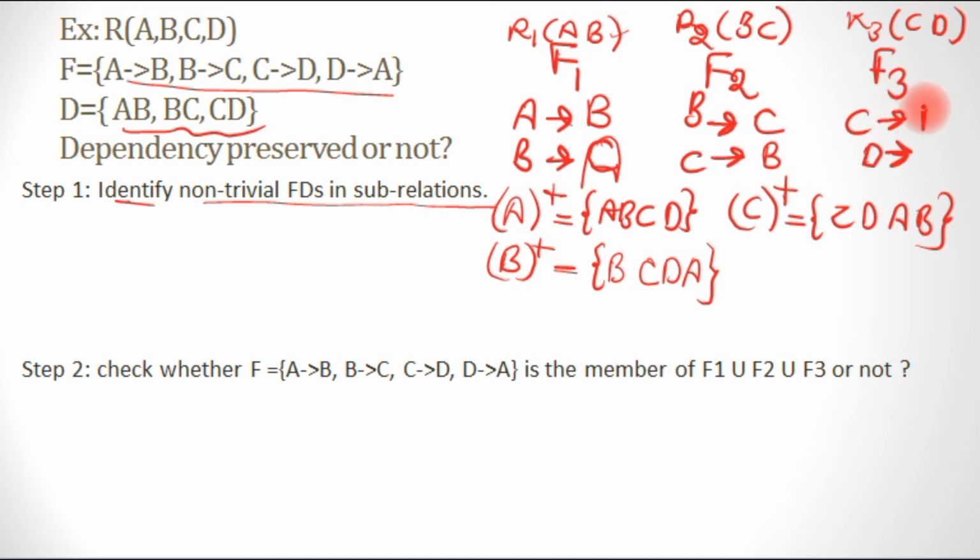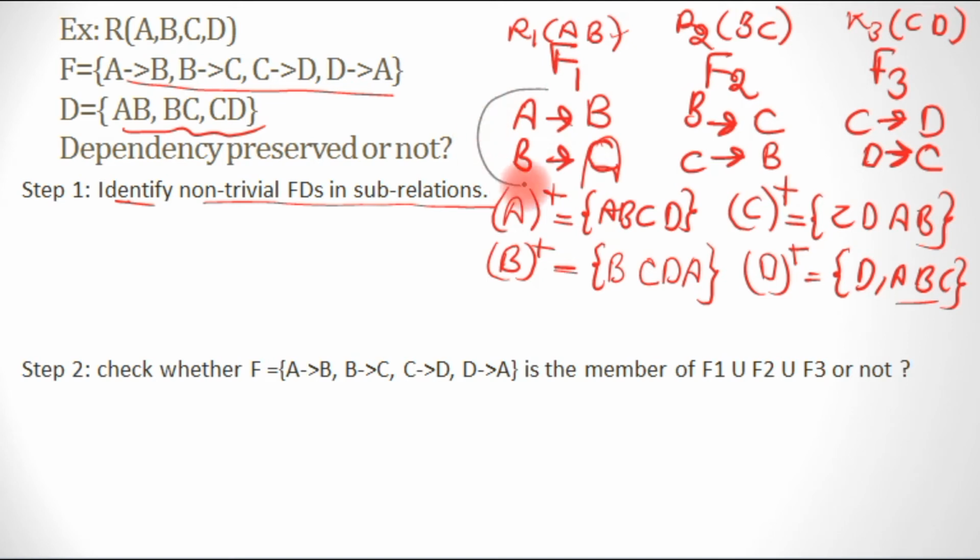Here C determines D also. We have to find the attribute closure of D. What is the attribute closure of D? It is D, A, B, C. So yes, D can determine C also. So this is the functional dependency set of all the relations. We can say this is F1 union F2 union F3.